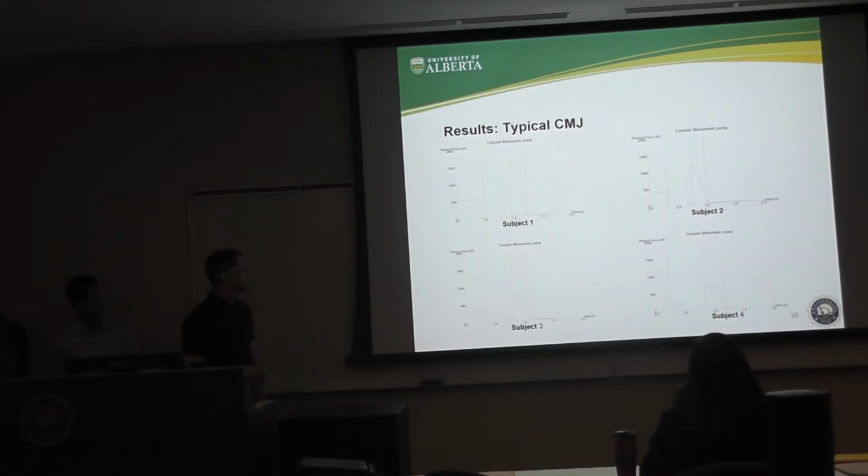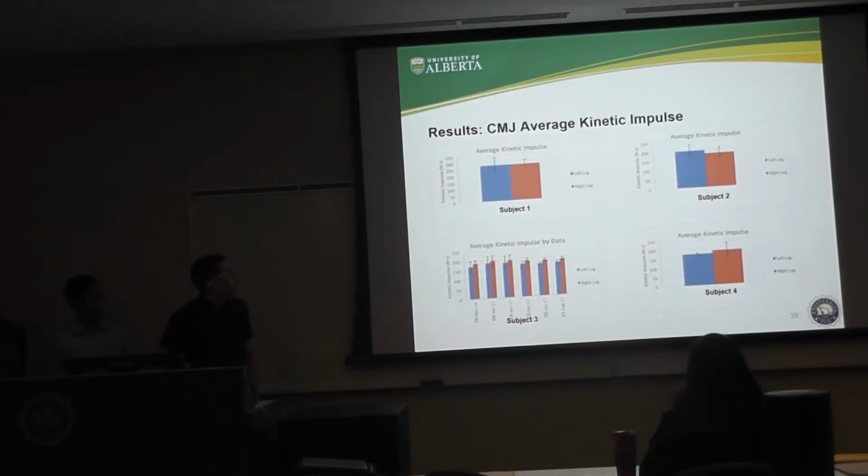Now subject 3 is the ACL injured subject. And again, you can see the different variation between different subjects. Some subjects have a higher max force, some have a lower, some have a wider peak, greater interval. And again, with the same variables.